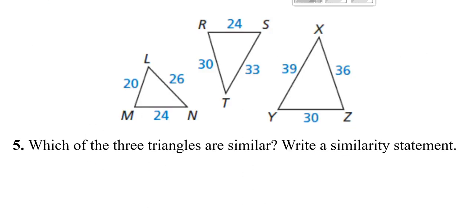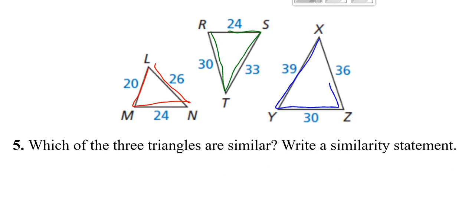Okay. Example 5 here. Which of the three triangles are similar? Write a similarity statement. So I'm looking for that common proportionality here to try and determine which triangles are going to be similar. For me, it's going to be easiest to color code them. So I'm going to use this as my red triangle. This one's my green triangle. And this one's my blue triangle.